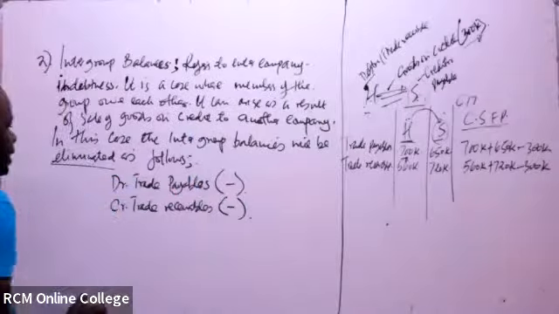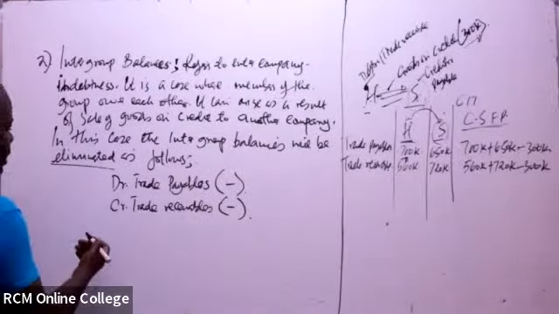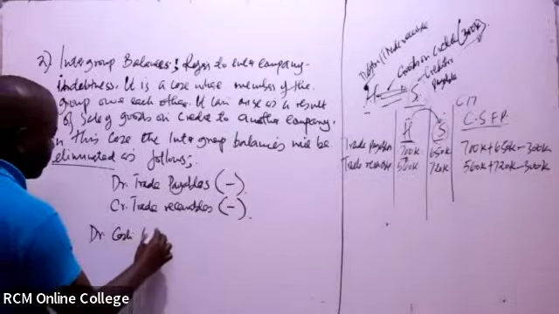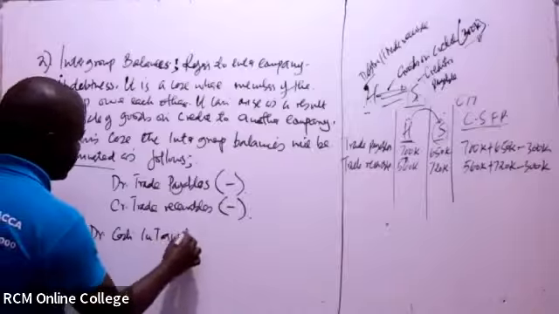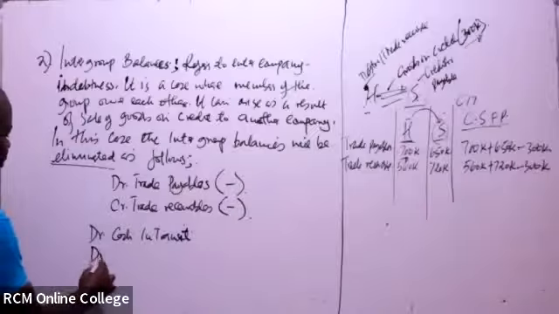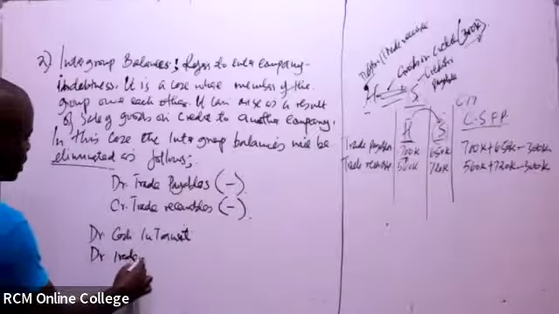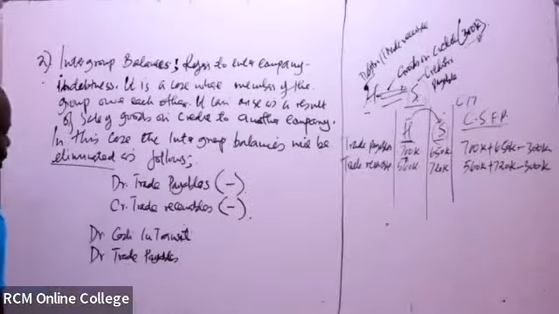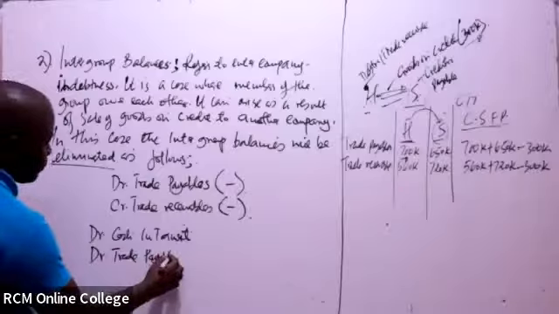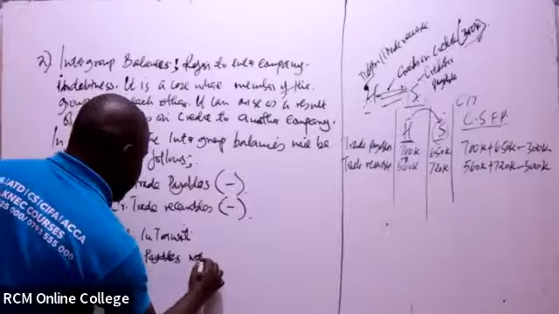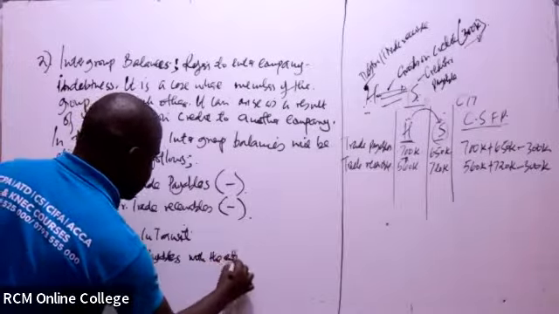So what will happen here? You'll debit the cash in transit. You'll create a cash in transit account. Then you also debit the trade payables with the amount that is still owing. Debit the trade payables with the outstanding amount.